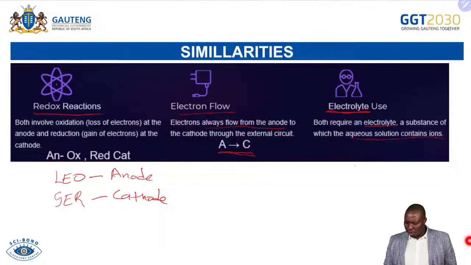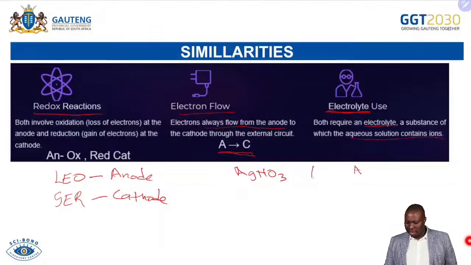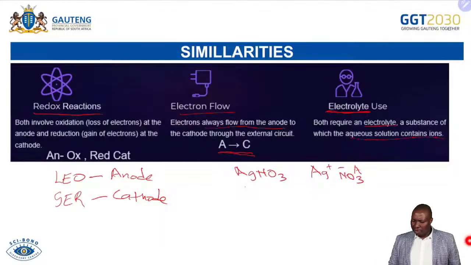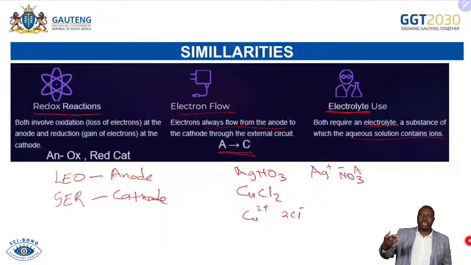And we have common electrolytes that we use. For example, during electroplating we used silver nitrate. For silver nitrate, in grade 10 you did the positive ions and the negative ions: Ag+ and NO3-. We are dealing mostly with copper chloride, which is Cu2+ and 2Cl-. So you have to always know the types of electrolytes that we use.